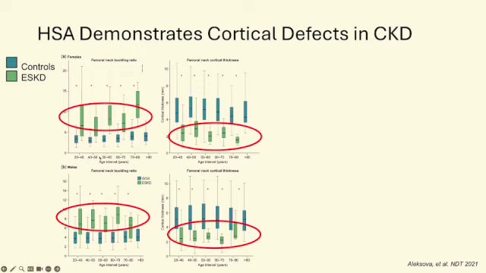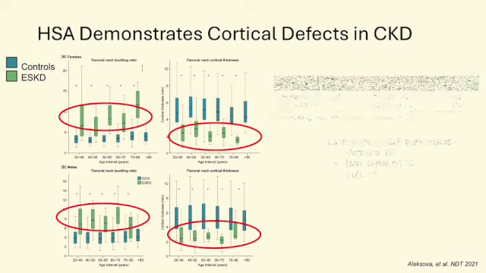And if you look at the age categories here, where you have patients going from age 20 up to age 80, you can see that the CKD patients across the board, even the younger patients, had cortical bone characteristics that were worse than the 80-year-olds. So once again, this phenotype demonstrating that there is this early accelerated bone aging occurring in CKD patients.